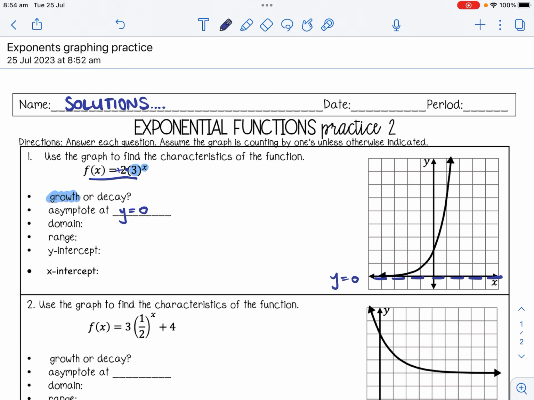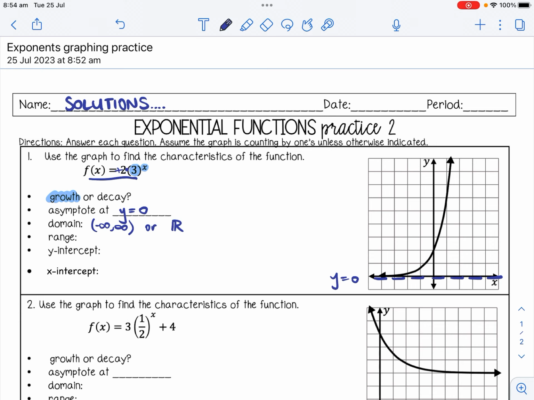The domain of my graph, all of the possible x values, again, our graph's going to continue over forever this way to negative infinity, and although it's going up, it will also continue to the right to positive infinity. So my x values, or my domain, goes from negative infinity to infinity. Another way we could write that is we could just say it's all real values.